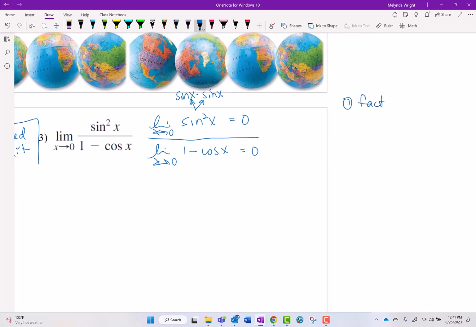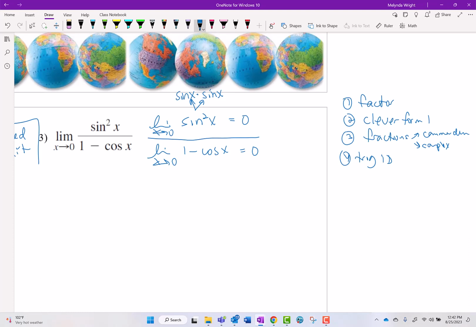We had factoring. We had multiplying by a clever form of 1, like a conjugate maybe. We had fixing fractions, like common denominators and fixing a complex fraction. And then the fourth one was trig identities. Looks like that's where we're going to be landing here.